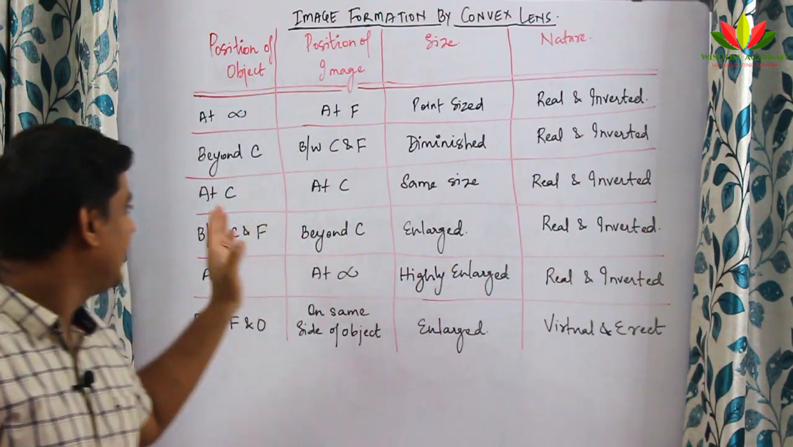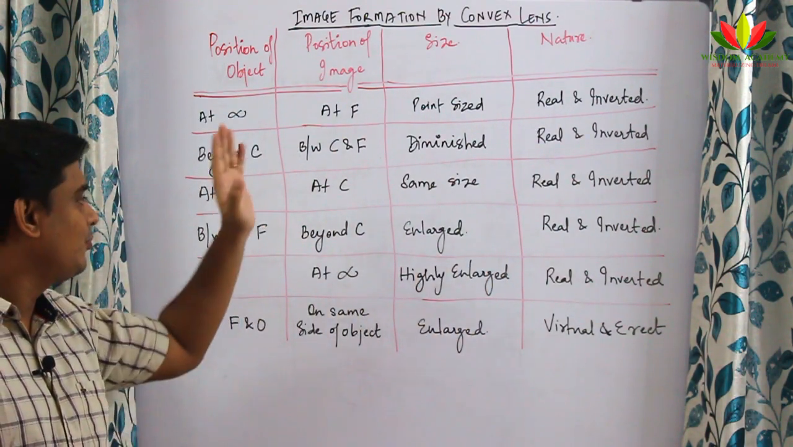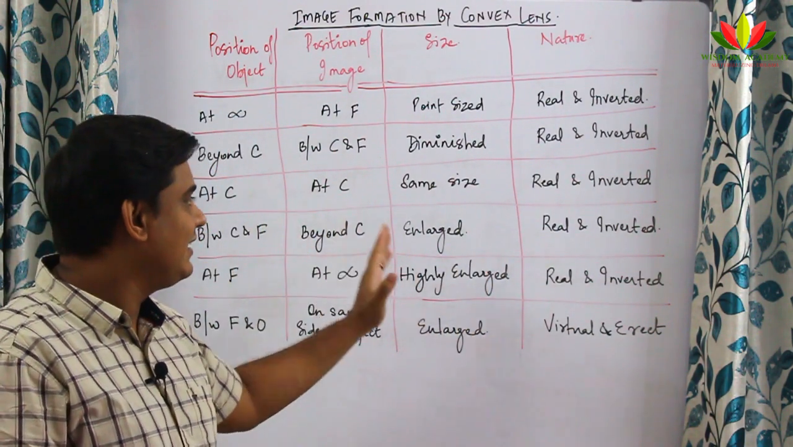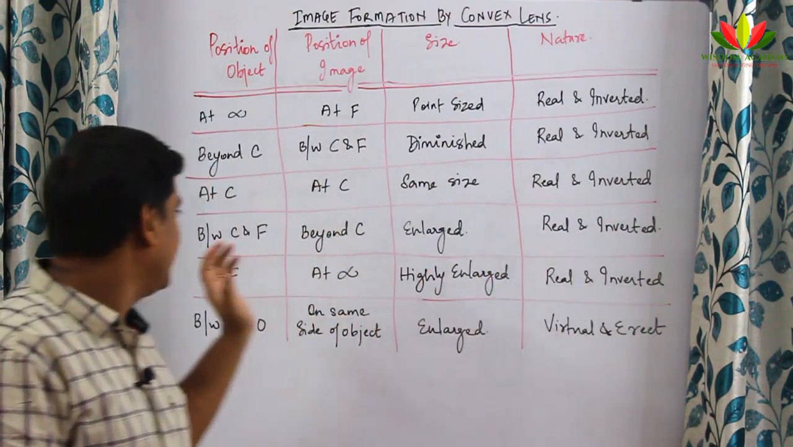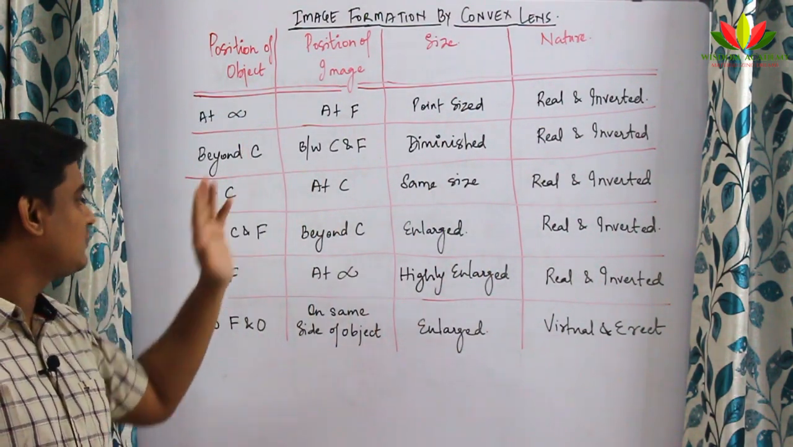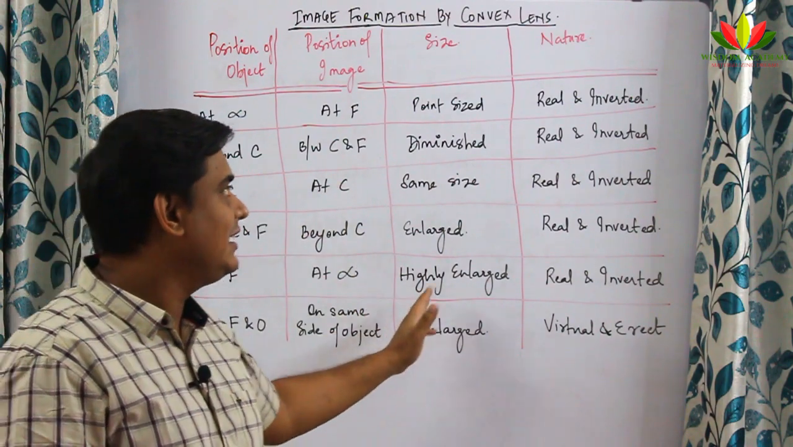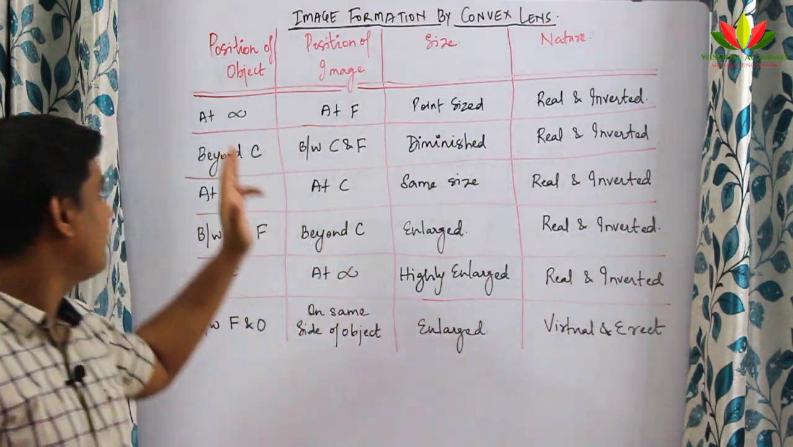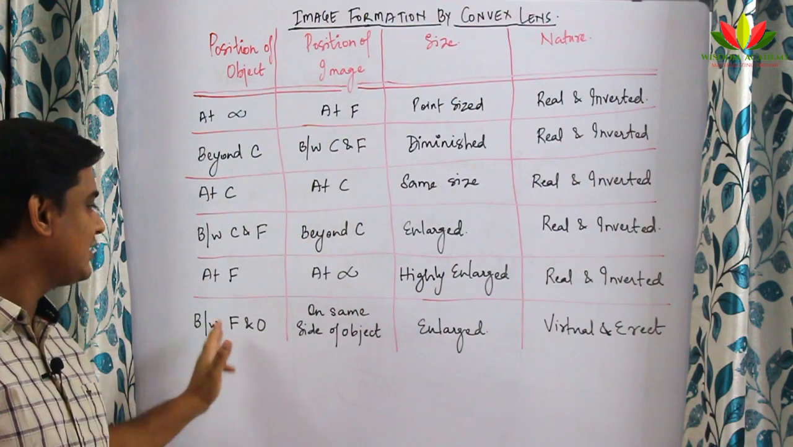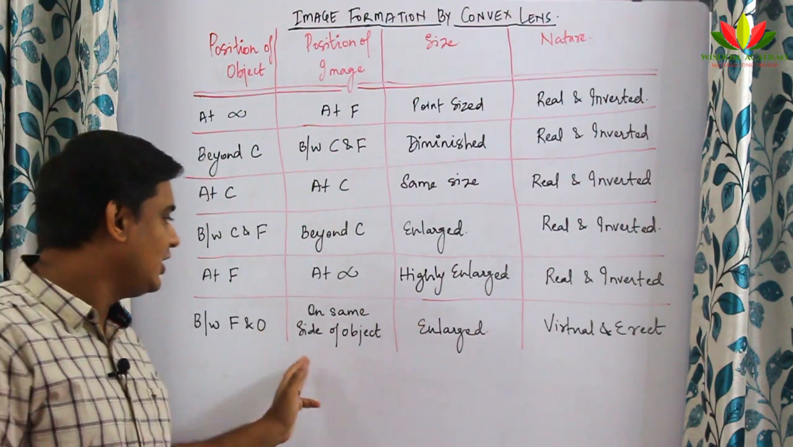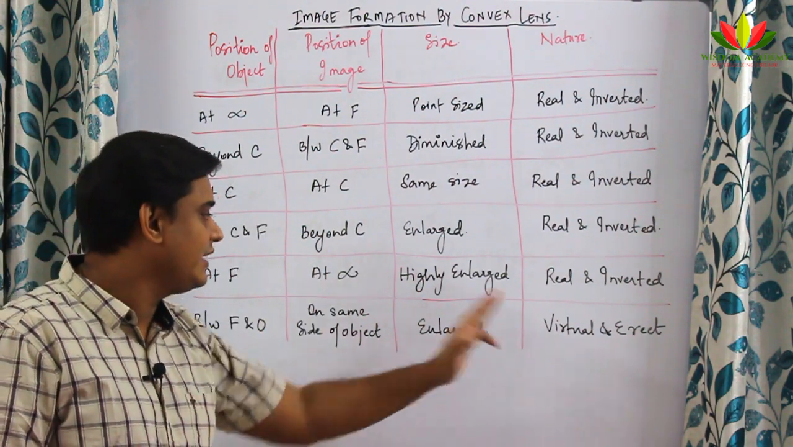If the object was between C and F, the position was beyond C, the size is enlarged, and the nature is real and inverted. If the object was at focus, the image was formed at infinity, the size was highly enlarged, and the nature was real and inverted. And if the object is between focus and optical center, the image was on the same side of the object, virtual, erect and enlarged.